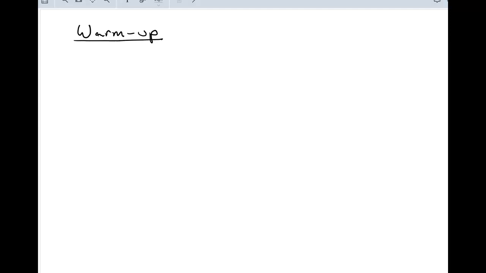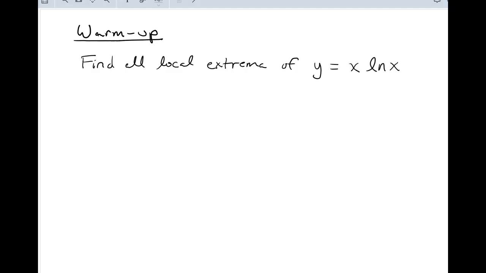So the warm-up is to find all local extrema of the function y equals x times the natural log of x. All right, pause the video, and then I'll reveal my solution.